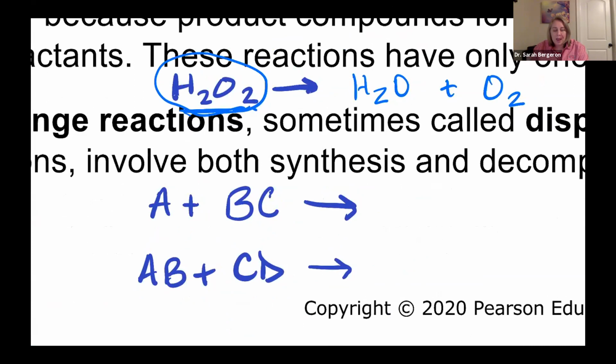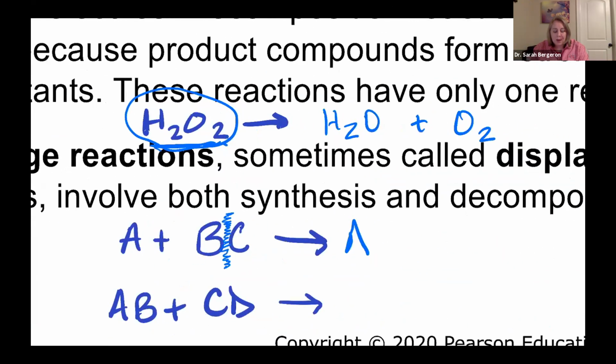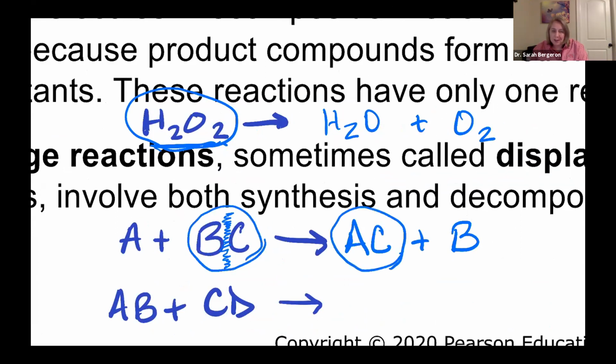So if we have A plus BC, what I can do is separate BC, break it apart. So that's a decomposition. And then I can make something new with the parts. So now I can do AC plus B, right? So I'm putting them in a different order. I'm rearranging them. So I decomposed BC and I synthesized AC. So that's why they call it a synthesis and a decomposition.